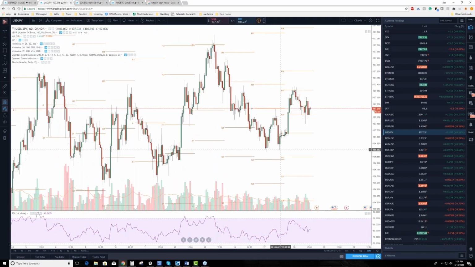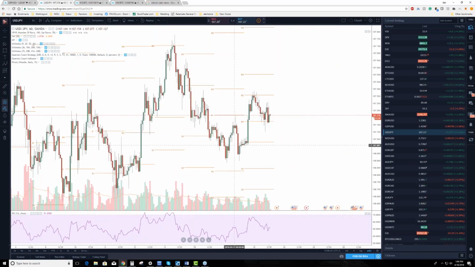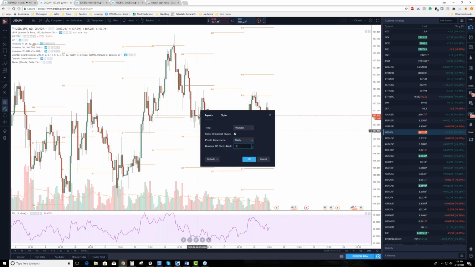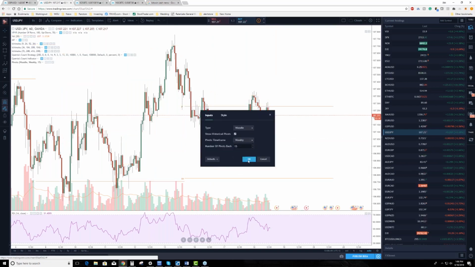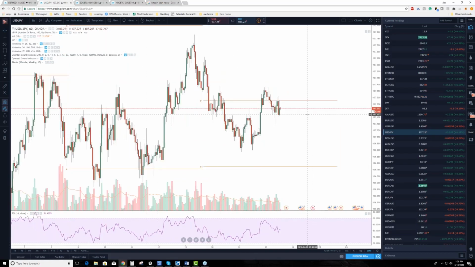And if we were, sorry, those are the 4 hours. And if we bring it down to the 1 hour, and I think we can even, yeah, so let's say we want them on the daily. So these are the daily pivots. We're looking at an hourly chart. And we can see how these zones play out. We can even put them to be weekly. And then we can get a good view of how they're working.